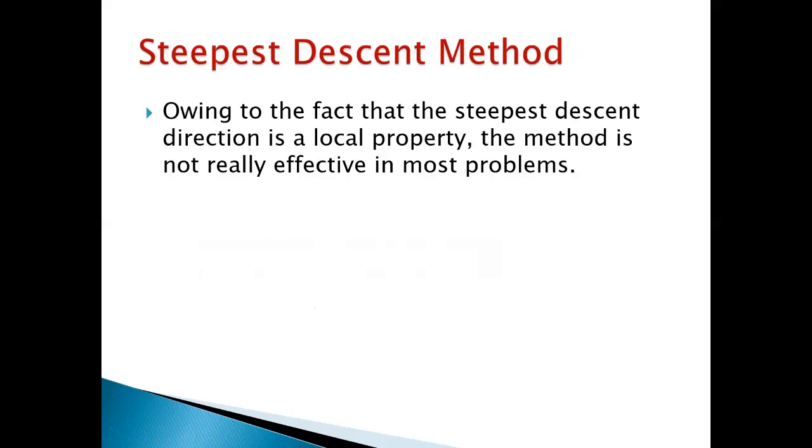Now, owing to the fact that the steepest descent direction is a local property, the method is not really effective in most problems. Local property means that if you have a graph with many dips, you will try to find a dip and the procedure stops over there. The one which is really deeper than the other is a local minimum, and it will be declared the minimum, which is not true. So to avoid such cases, there are other methods which can be used. But steepest descent works with a local property.